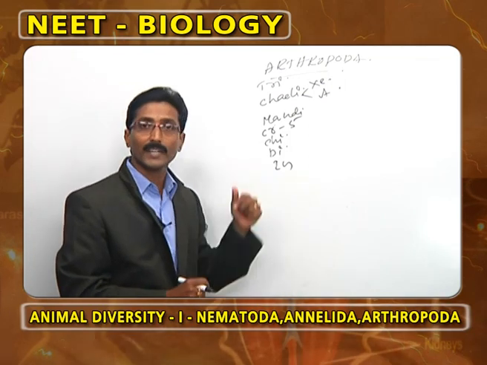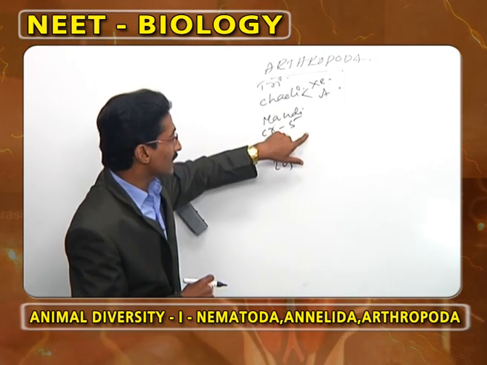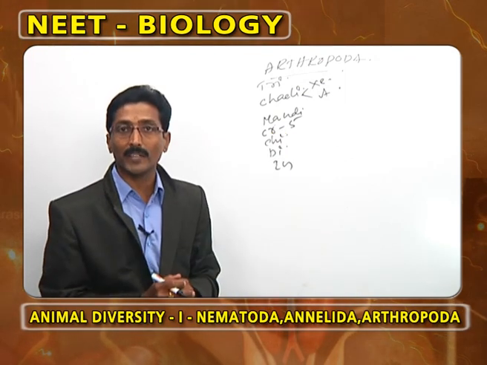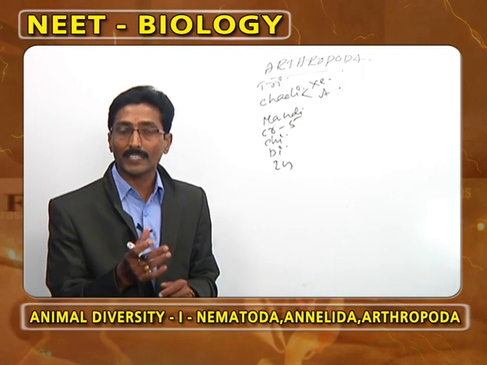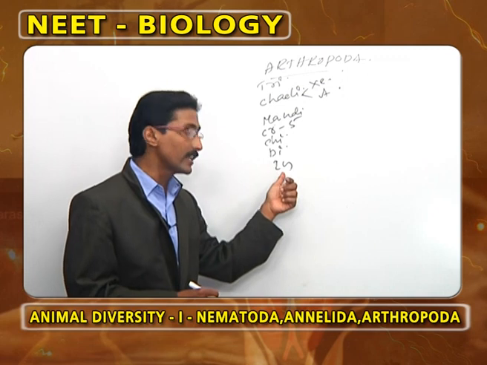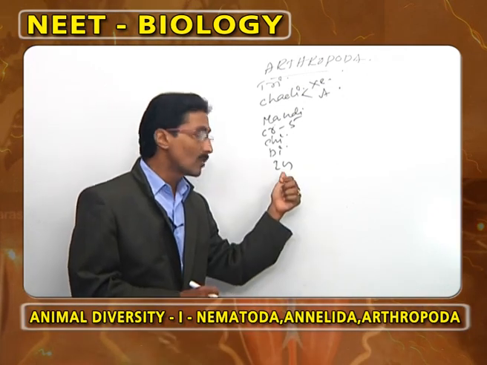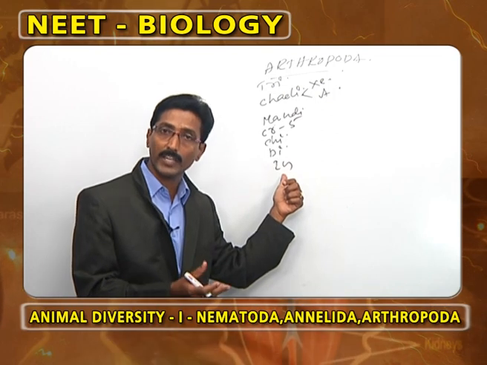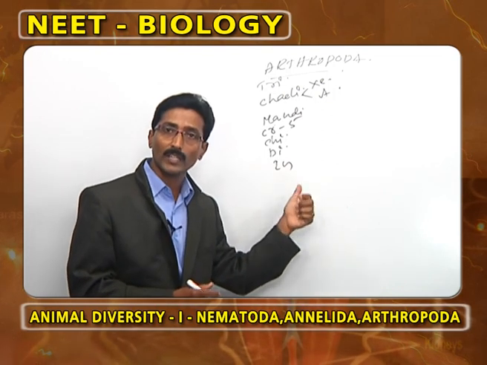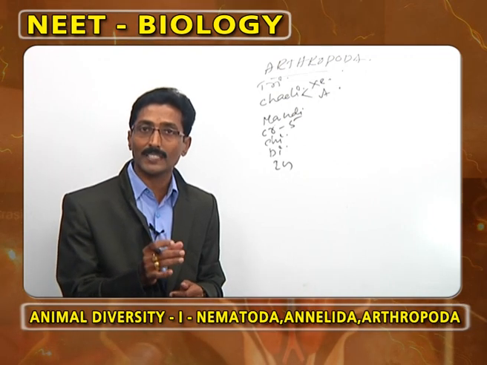What about the Insecta? In the adult stage, how many segments are present? 19. But in the embryonic stage, how many segments are present? 20 segments are present. What are the main excretory organs? The Malpighian tubules. What are the respiratory organs? Trachea. All are unisexual. In the development, larval stages are present.